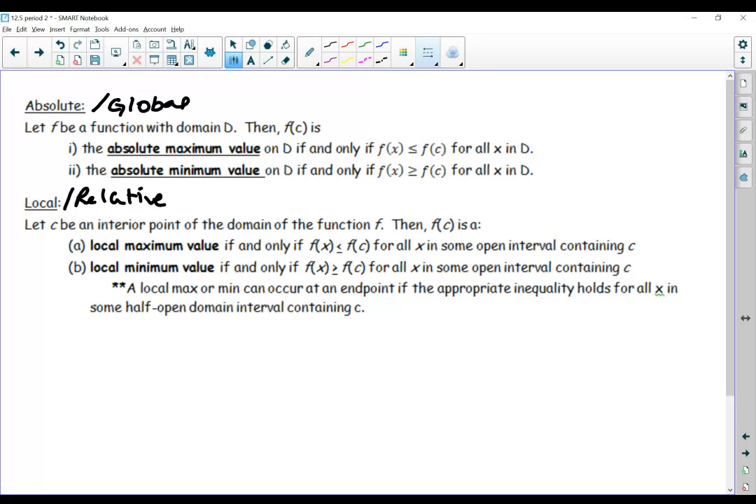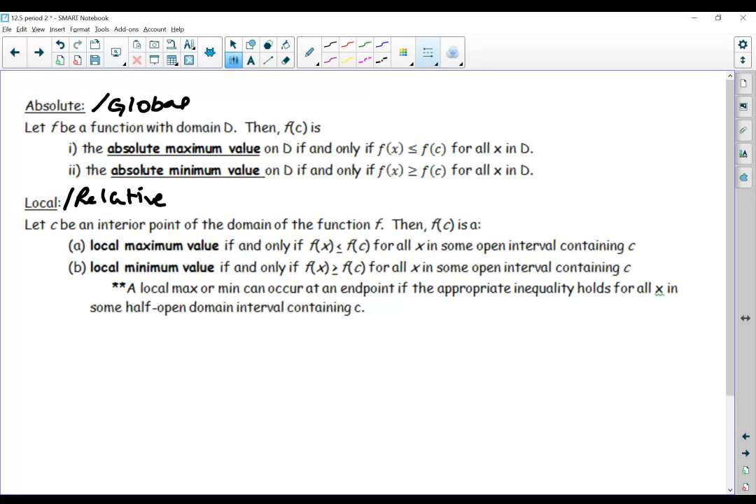Notice that I'm not saying that point, I'm really saying that value, because it can get a little tricky if we say point. And so I'm going to say the absolute maximum value as opposed to the absolute maximum point. Likewise, the absolute minimum value on the domain occurs if and only if all of the other heights of the function are greater than or equal to that value for all x's in that domain.